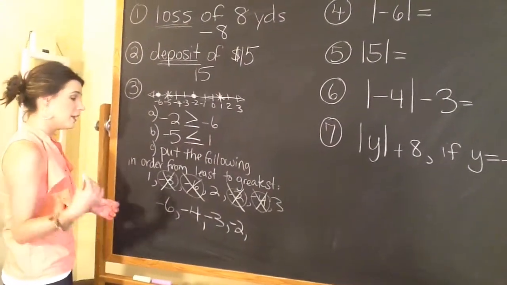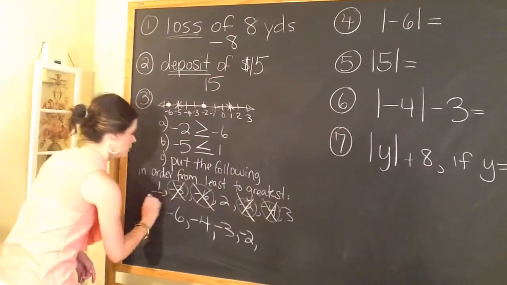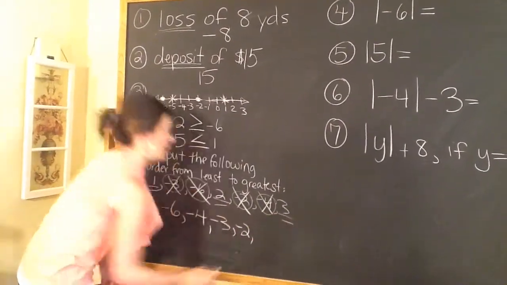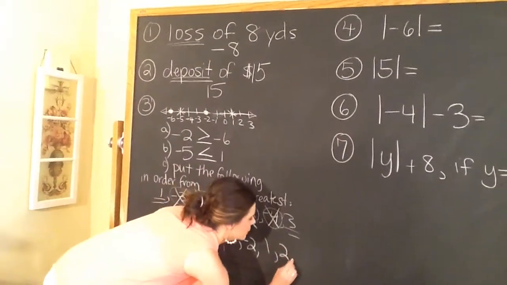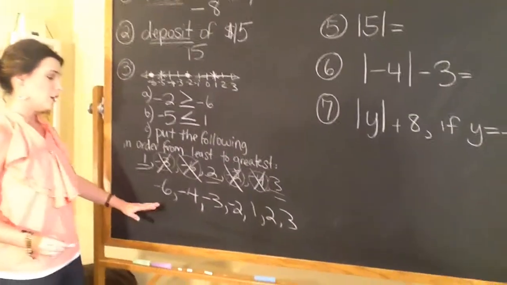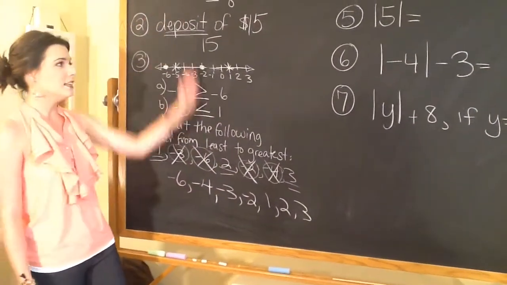Now we can add our positive numbers in because we know that they're bigger than the negative numbers. So then we're going to go from smallest to biggest with our positive numbers. So we have 1, 2, and 3. And they're actually already in order. So we're going to put 1, 2, 3. So that's the order of numbers from least to greatest. All right, those are some practice with integers.